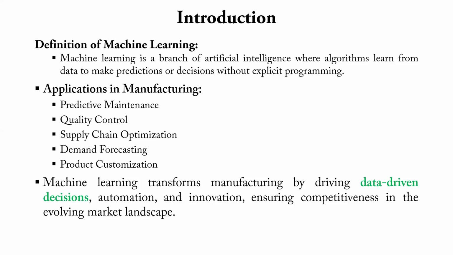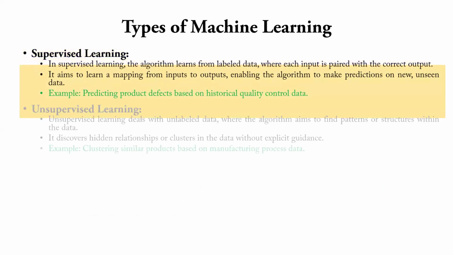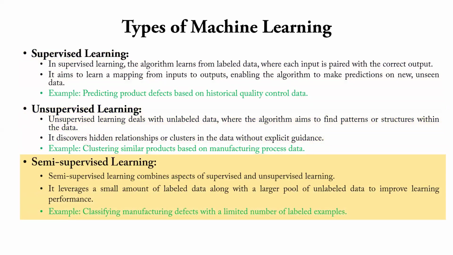Before entering that, applications of machine learning in manufacturing include predictive maintenance, quality control, supply chain optimization, demand forecasting, and product customization. Generally, while dealing with machine learning models using regression, it's a data-driven decision. With our data, we are going to build a prediction model. Types of machine learning include supervised learning, unsupervised, and a combination of both, semi-supervised.